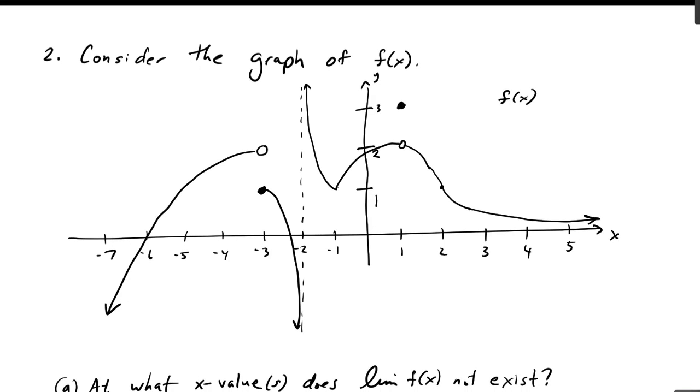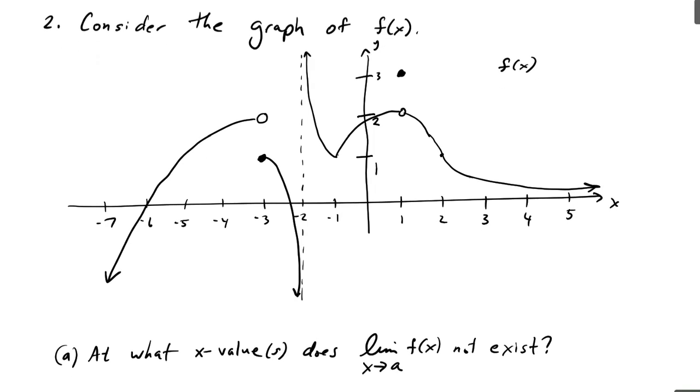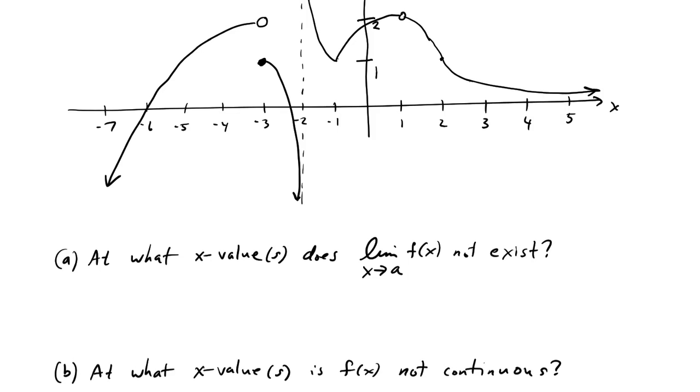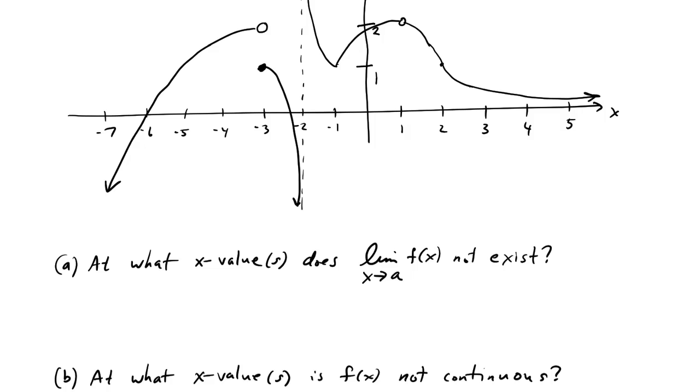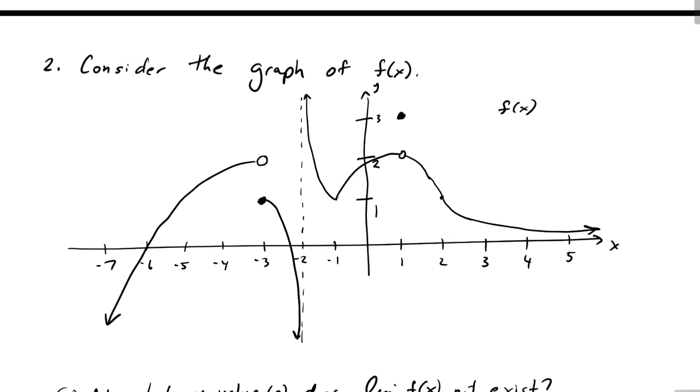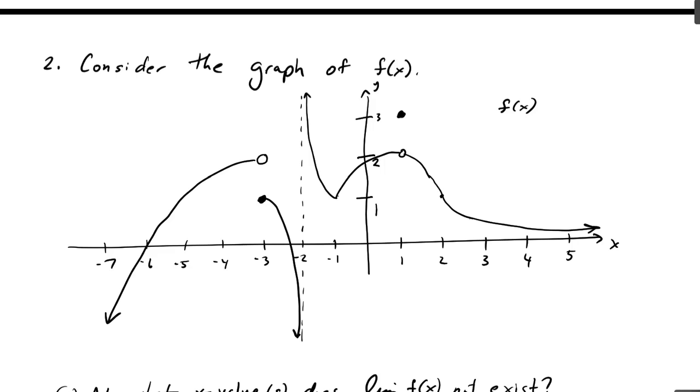All right, here we have a graph of f of x, and we're going to answer some questions based on it, so I'll have to keep going back to the graph here. All right, the first question is, at what x value or values does the limit as x approaches a of f of x not exist? So where does the limit not exist? Okay, let's take a look. Obviously here, the limit doesn't exist because the limit from the left and the limit from the right do not agree.